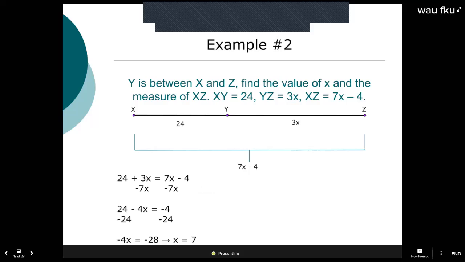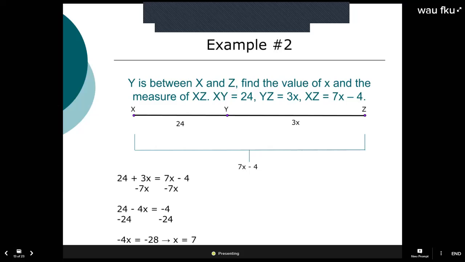So we have 24 plus 3x equals 7x minus 4. We want to get the x's all to one side. So we subtract 7x from both sides. So 24 minus 4x equals negative 4. Now we want to get this over here. So we subtract 24. So we have negative 4x equals negative 28. When you divide by negative 4, you get x equals 7.